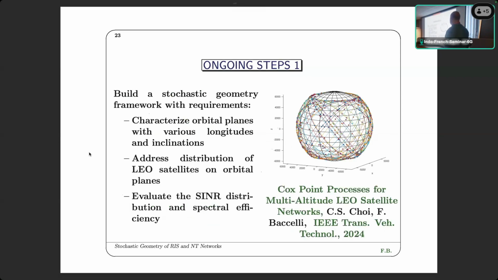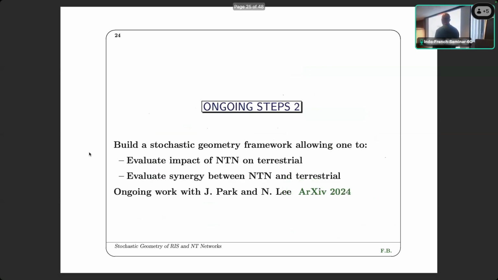That's what we do with the stochastic geometry model. We built it with the requirement that we have orbital planes with a certain inclination, and the various longitudes of the ascending point, which I will describe a bit later. And we can address the distribution of LEO satellites on all these orbital planes, which creates a structure of interference that has nothing to do with the initial models. Okay, and the aim is always the same, right?